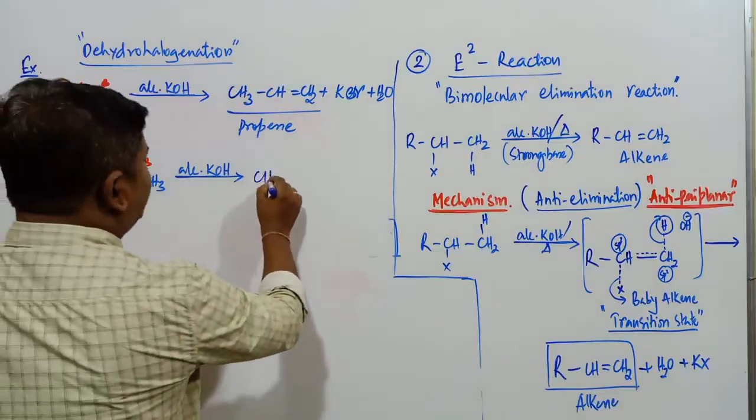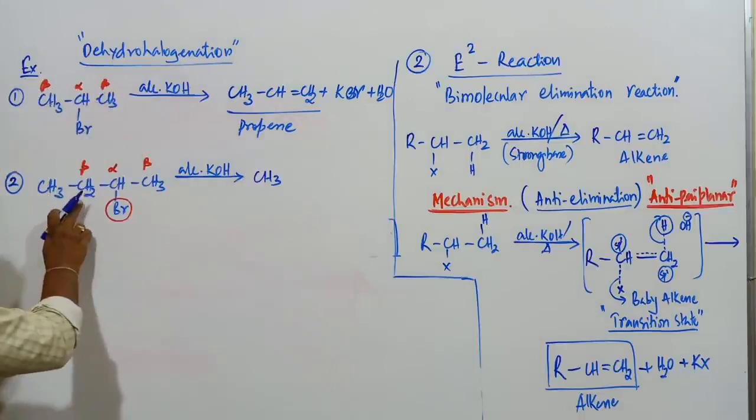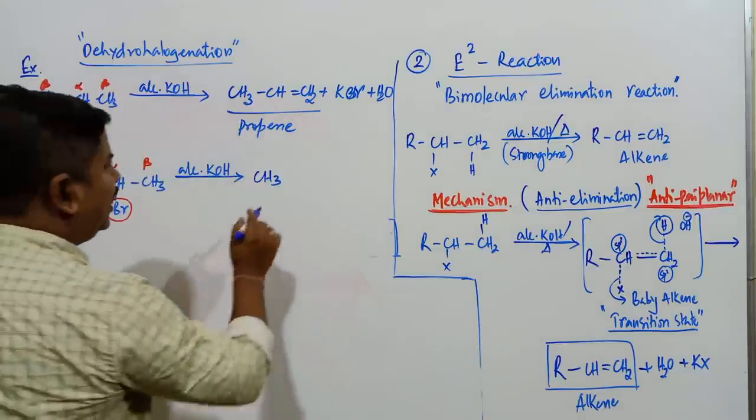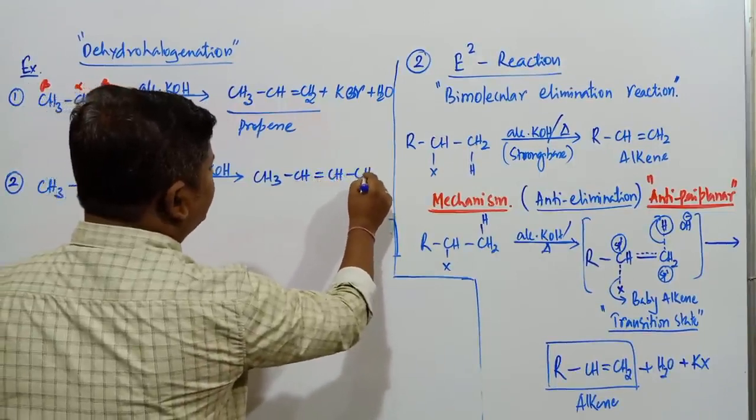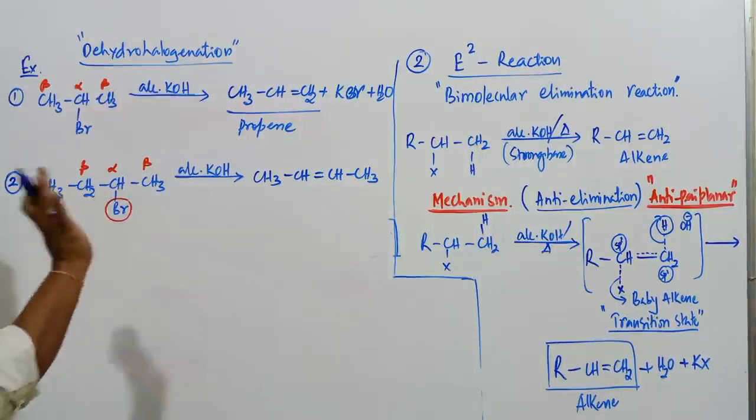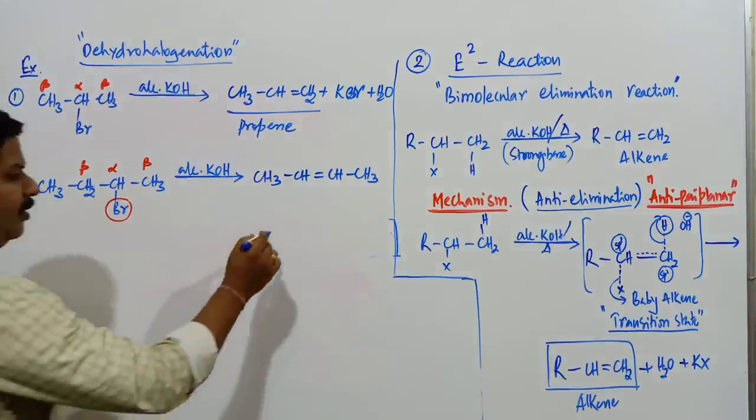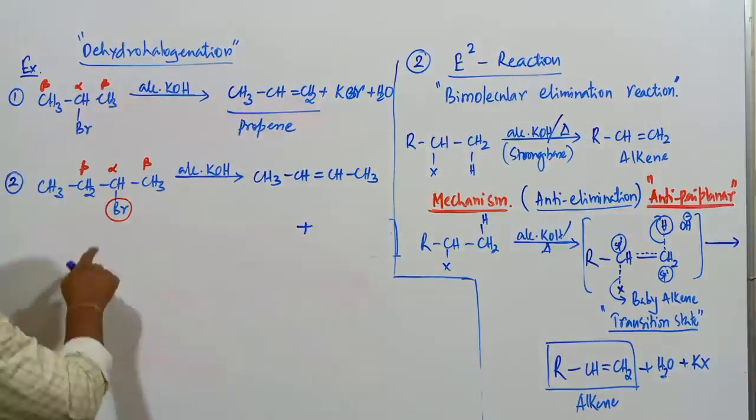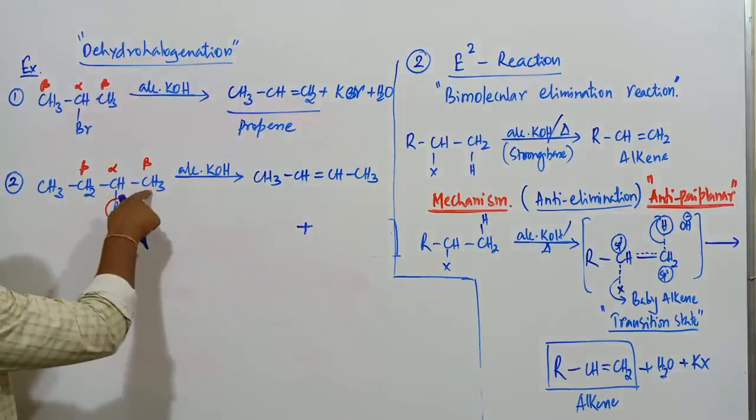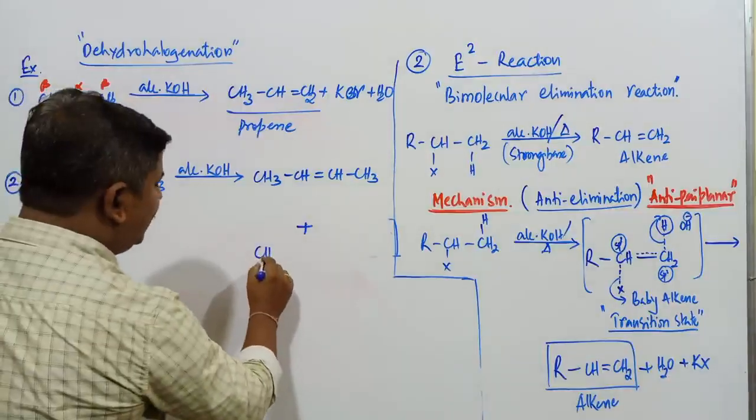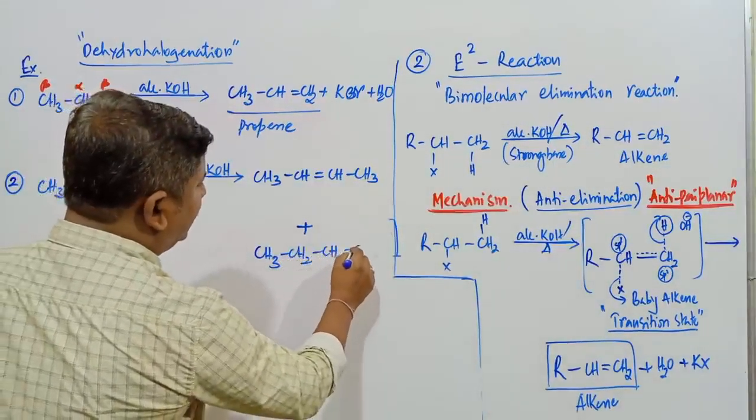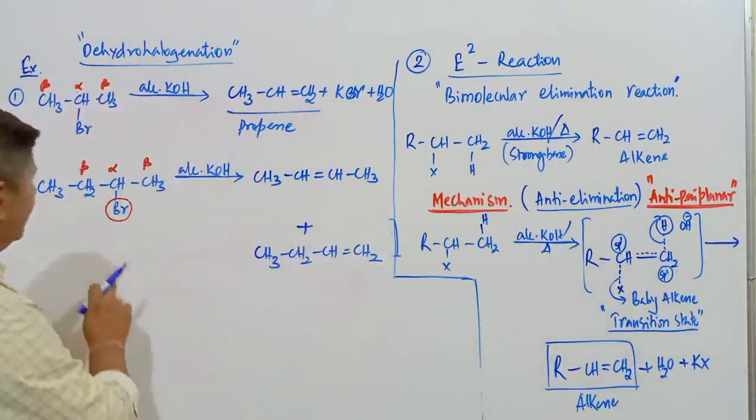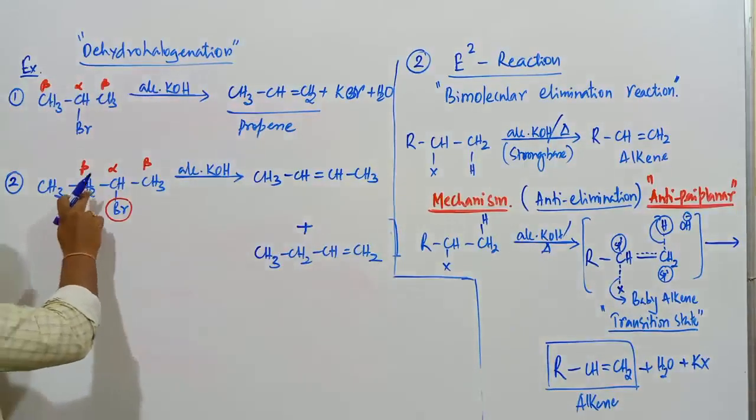Here I will consider this elimination. The first elimination takes place from the beta carbon atom, giving CH3-CH=CH-CH3. Remember, formation of alkene only takes place here, plus one more product. If hydrogen is eliminated from the other carbon atom, what is the product? This is CH3, CH2, CH=CH2. If hydrogen is eliminated from this carbon atom, this is the product.